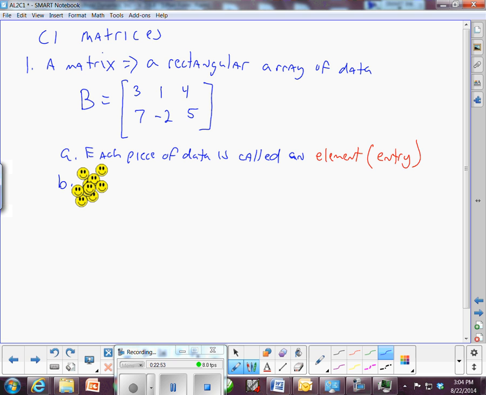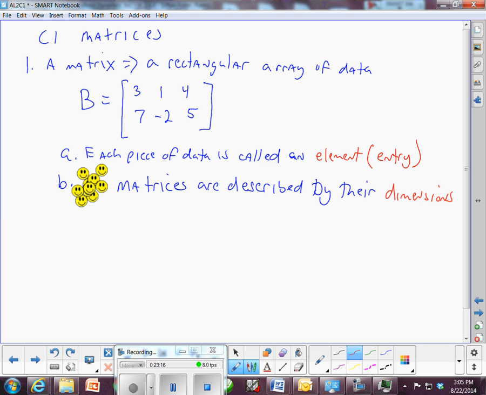Matrices are described by their, I'm going to go to red, dimensions. Matrices are described by their dimensions. All right, if you've done any work with spreadsheets or databases, you've worked with rows and columns. Rows and columns. And those are the dimensions of a matrix.